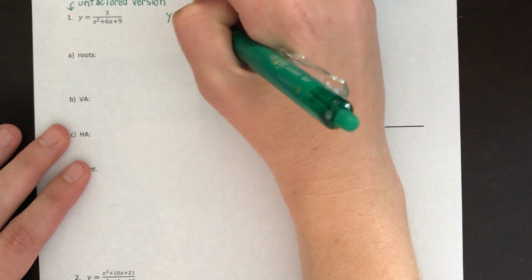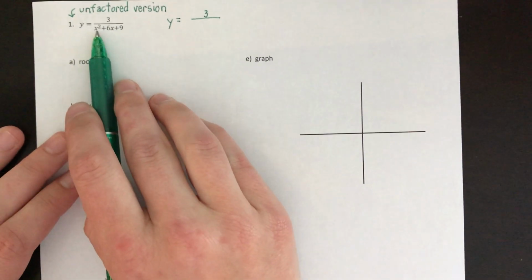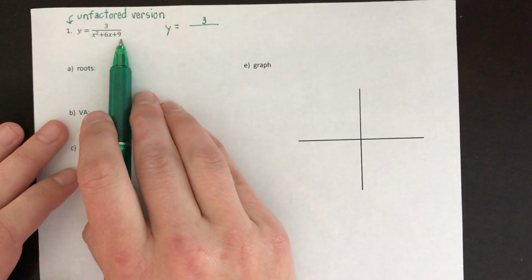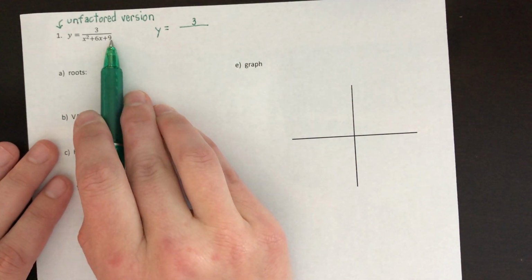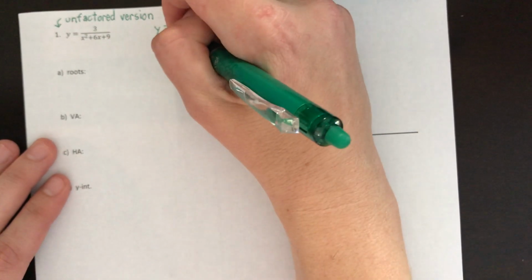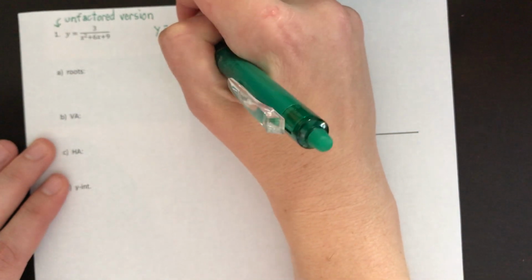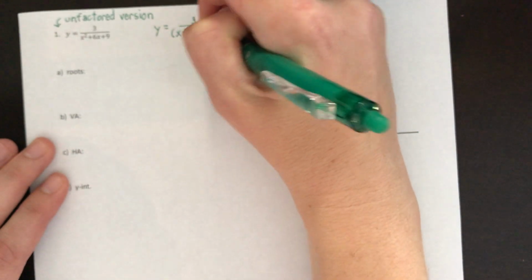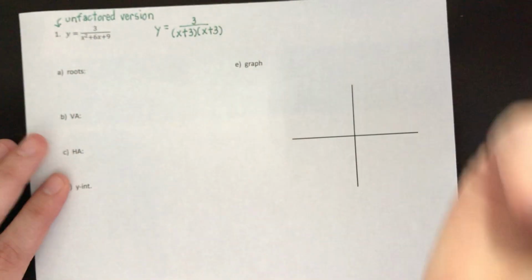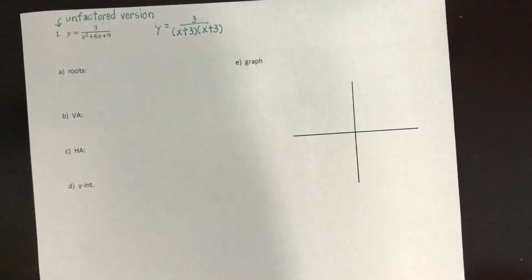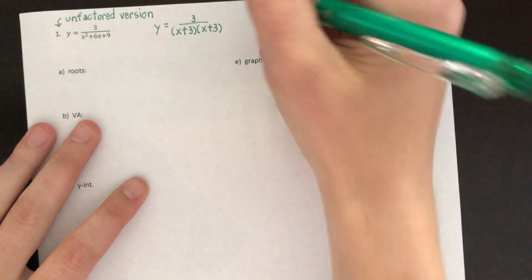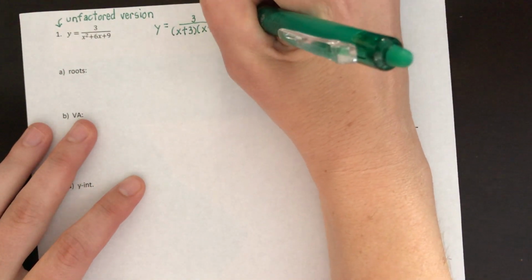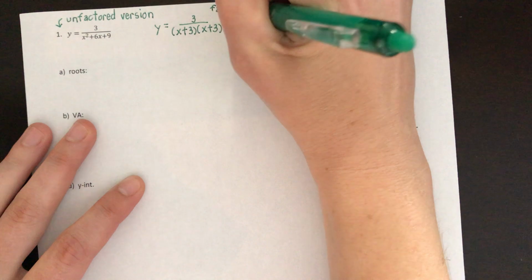So of course you're probably looking at that denominator and you're saying x squared plus 6x plus 9. Oh yes, Miss Garcia, that can be factored because numbers that multiply to 9 but add to 6 are 3 and 3. So that would leave us with the quantity x plus 3 times the quantity x plus 3. Okay, so then you have your unfactored version and you have your factored version.